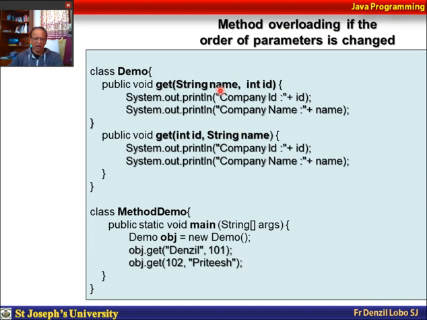This is because I have created two methods here with the order of the parameters being changed. A string comes first, ID comes later. ID comes first, string comes later. Therefore, when you pass string and ID parameters, it will select the first method, and when you pass ID and string parameters, it selects the second method.